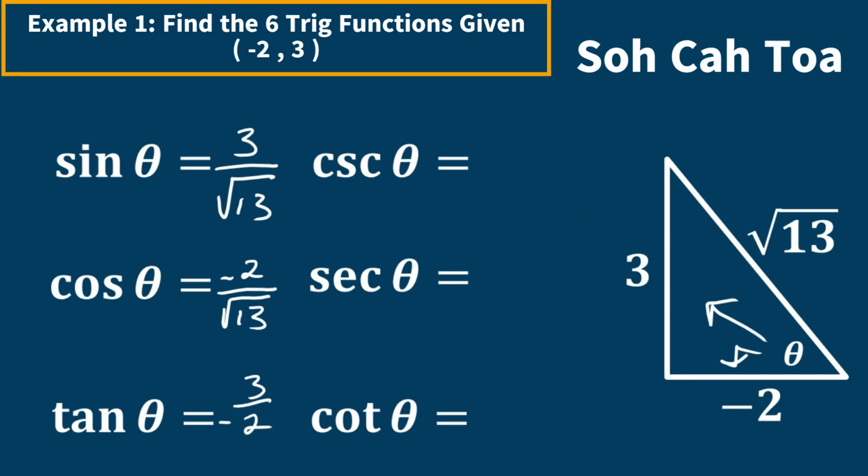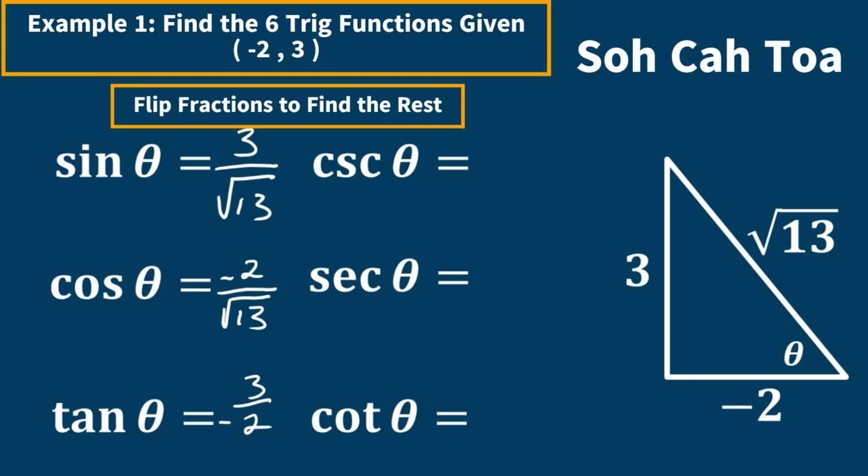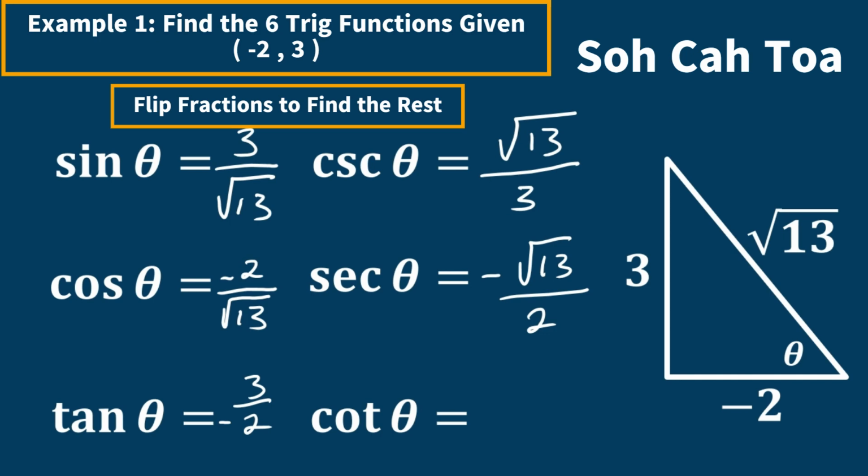All right? And the good thing is, all we have to do is memorize those 3, because the other 3 trig functions we can get by just flipping our equations over, or our fractions over, I should say. So sine, to find cosecant, you just flip sine over. So that means for cosecant, we're going to have radical 13 over 3. Secant is just cosine flipped over, which is going to be negative radical 13 over 2. And then cotangent is just tangent flipped over, which is -2 over 3.